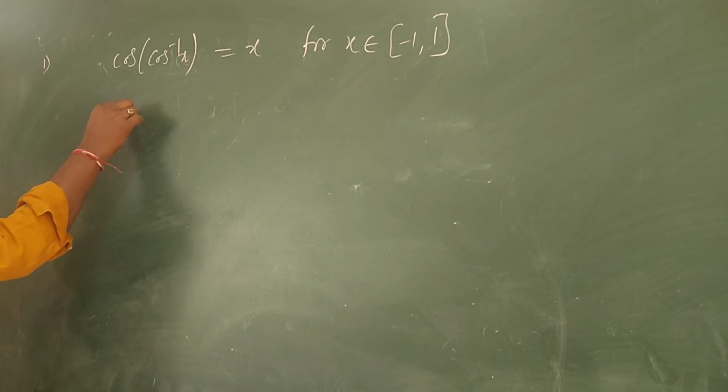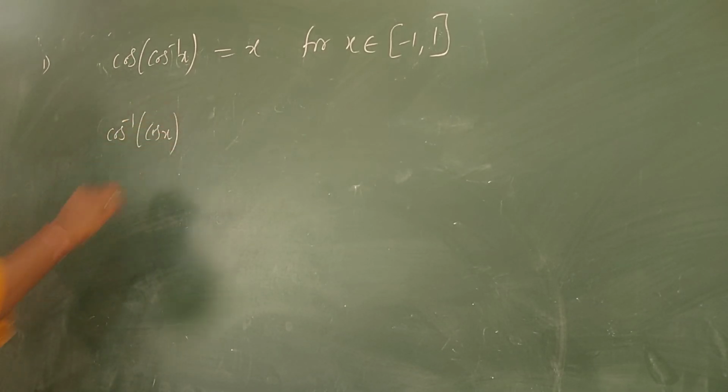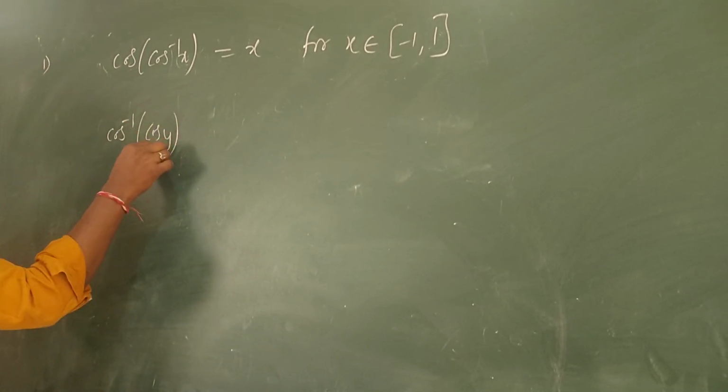The second formula is cos inverse of cos x. Cos inverse of cos y is equal to y.